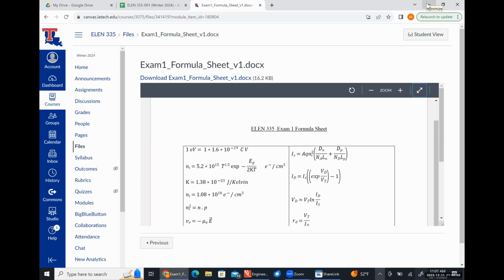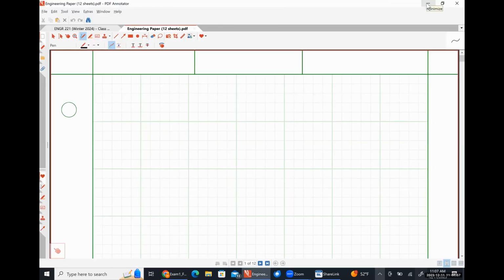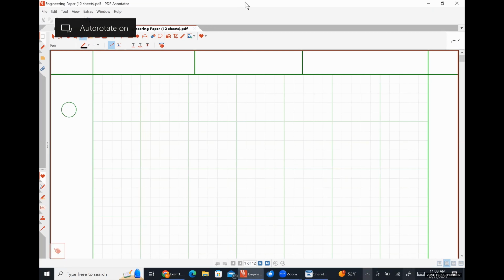All right, so metal semiconductor junctions. Going to be drawing lots and lots of energy band diagrams today, just giving you fair warning.